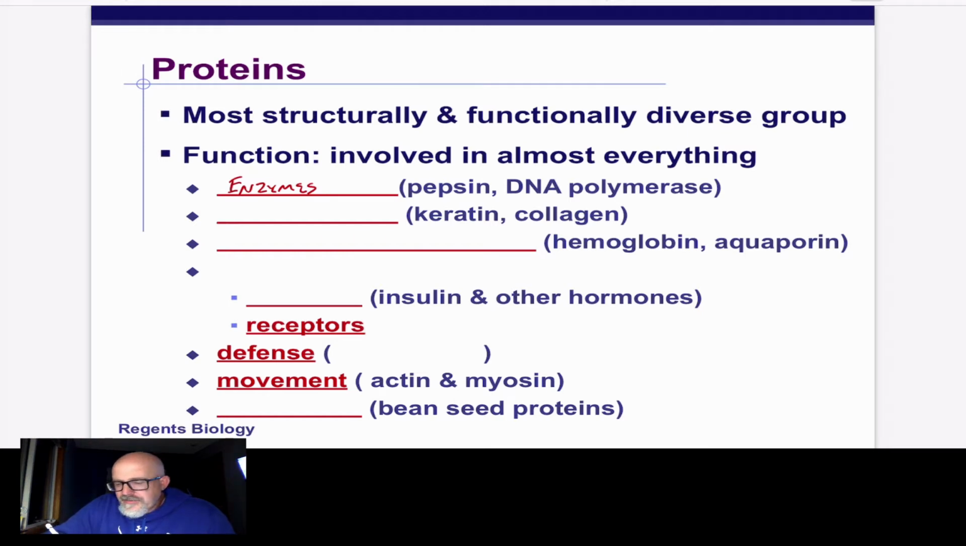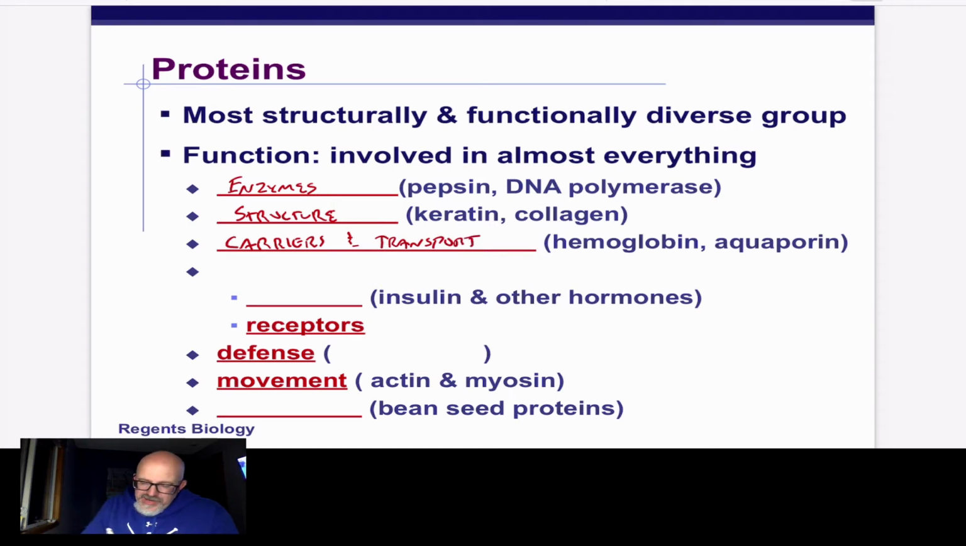Keratin and collagen, if you've been watching TV and seen lotion ads or anything like that, that is what those are talking about. It's part of the structure of skin. So proteins are involved in structure. Hemoglobin, aquaporin. Hemoglobin, you probably recognize from discussions of blood. Aquaporin, maybe. That is the thing within your cell membrane that allows water to transport freely through the cell membrane. It's a special carrier that transports just water. So they are involved as carriers and transport.